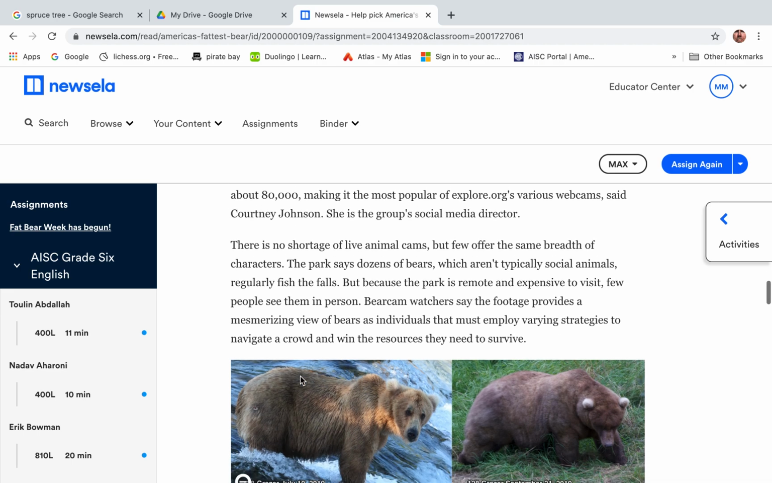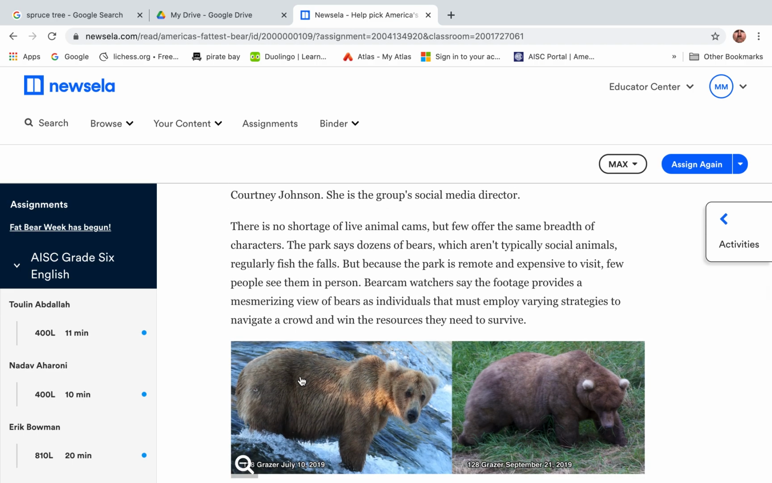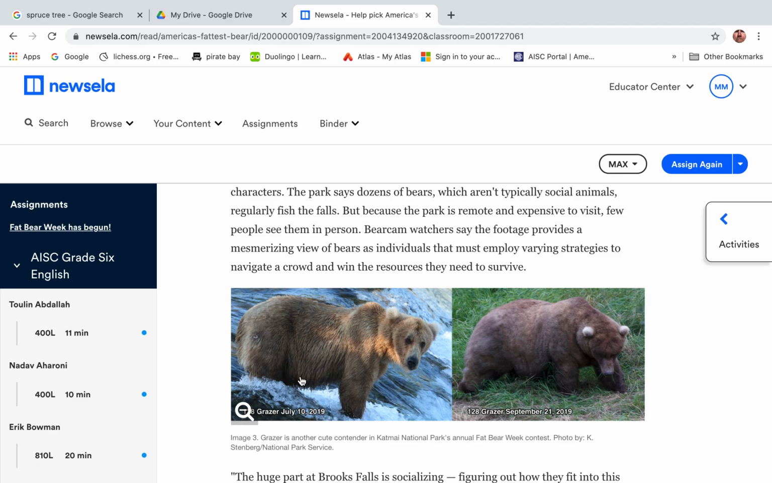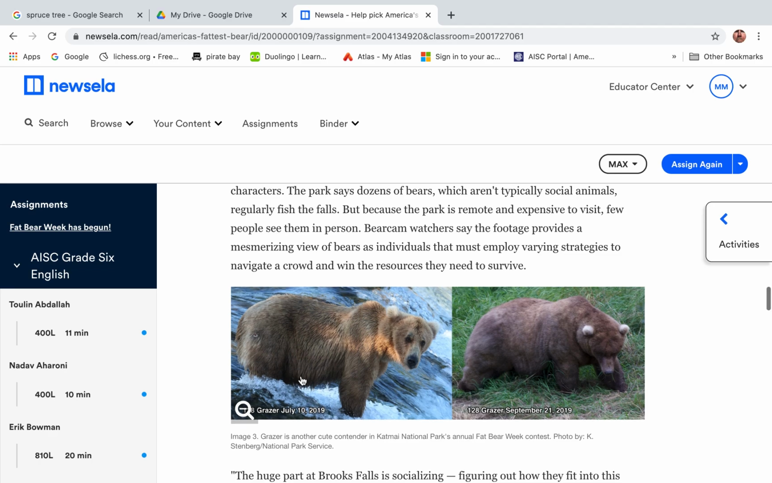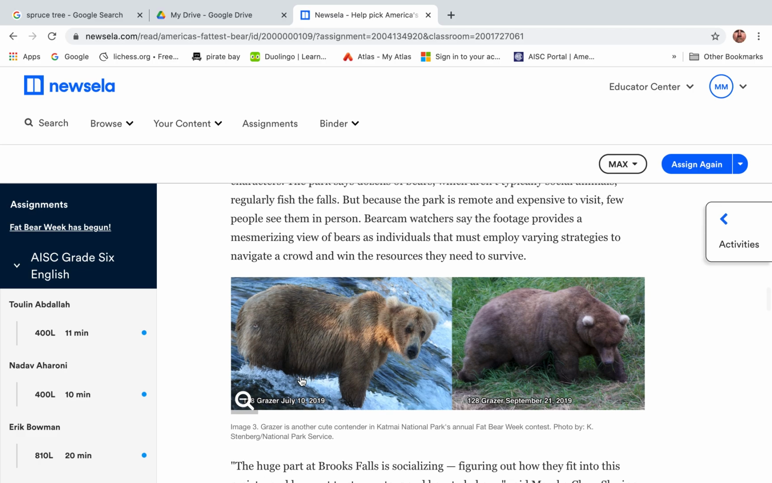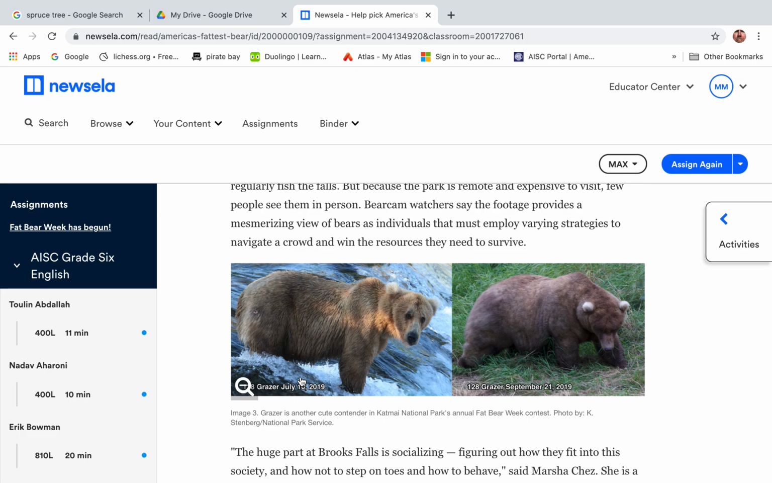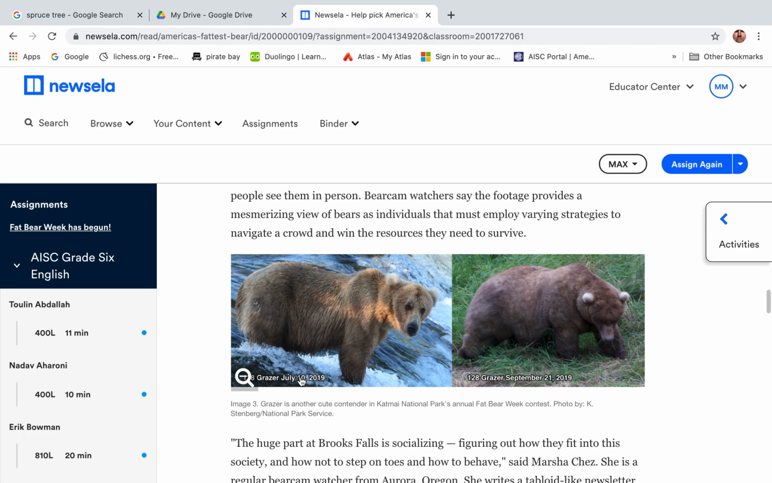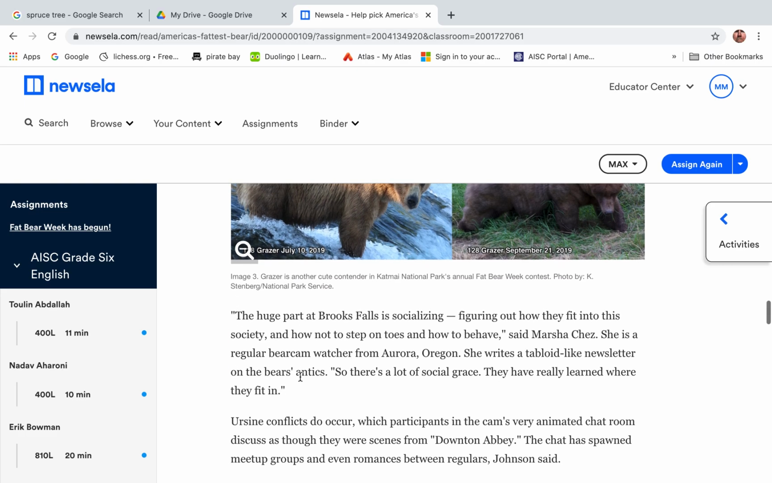Says social media director. There's no shortage of live animal cams, but few offer the same breadth of characters. Well, yeah, okay, so people do watch a lot of, all right. Park says dozens of bears, which aren't typically social animals, regularly fish the falls, but because the park is remote and expensive to visit, few people have seen it in person. That's what's important about BearCam. BearCam watchers say the footage provides a mesmerizing view of bears as individuals and must employ the strategies to navigate the crowd and win resources they need to survive.